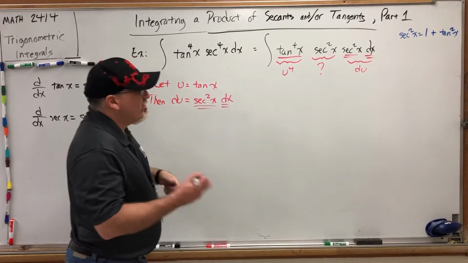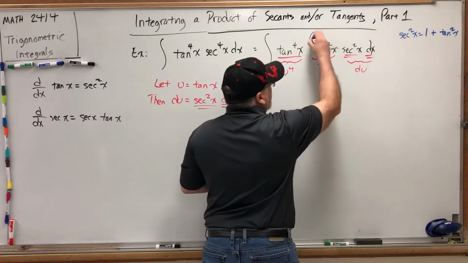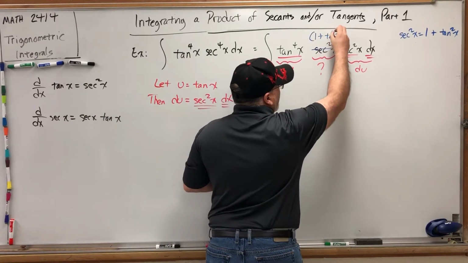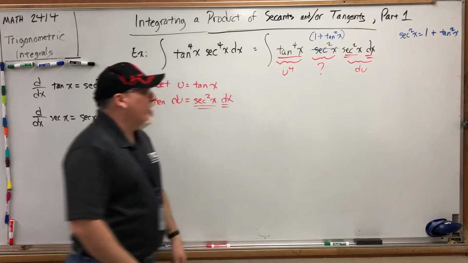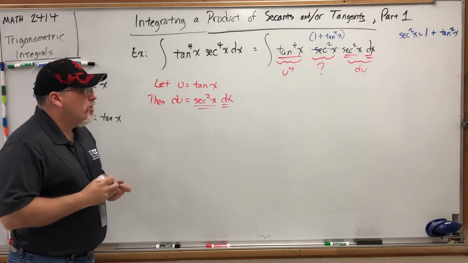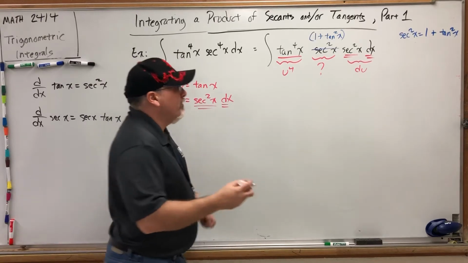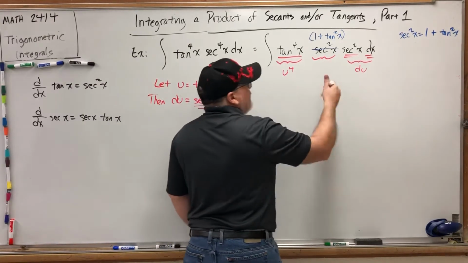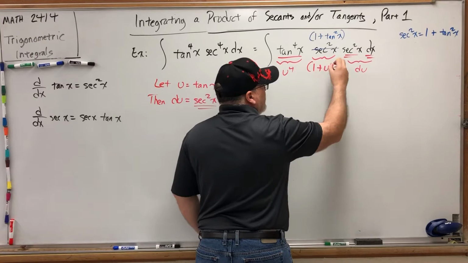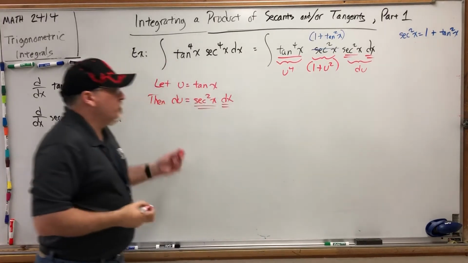Yep, I can change secant squared into 1 plus tangent squared. And that's good because I want tangents because I can call them u, which means that secant squared, after becoming 1 plus tangent squared, will become 1 plus u squared, since u is equal to tangent.